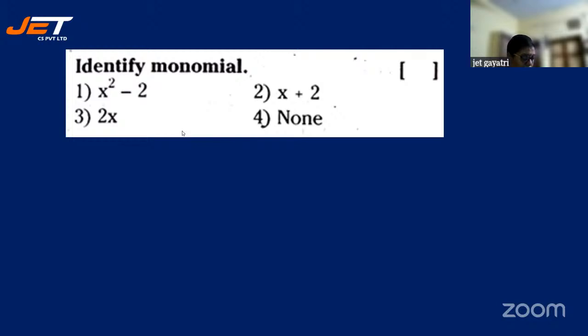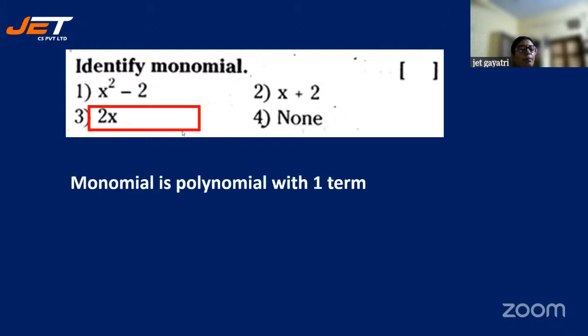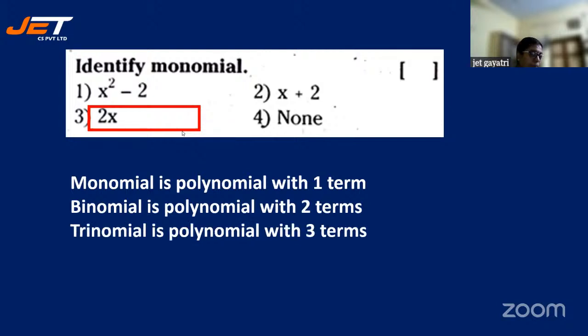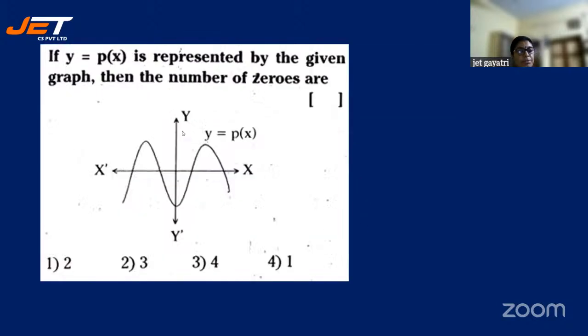Aditya, Swati says 3. Okay, right. Adish says 3. Correct. Harsha says 3. It is option 3. Monomial. Correct. Monomial is a polynomial with one term. Alright. So binomial is a polynomial with two terms. Trinomial is a polynomial with three terms.